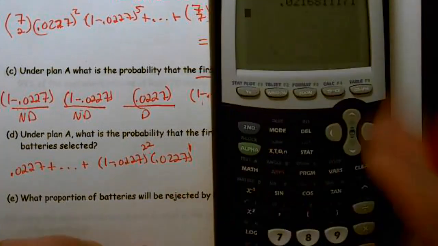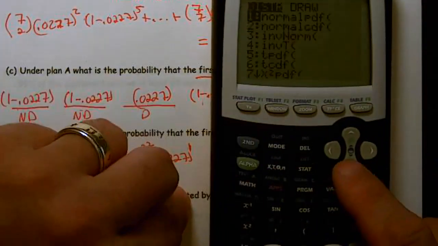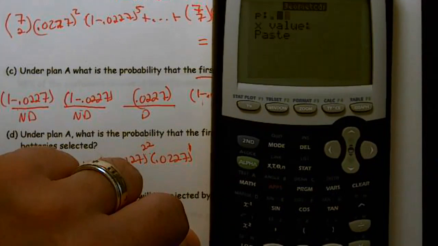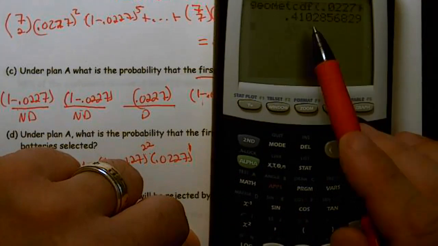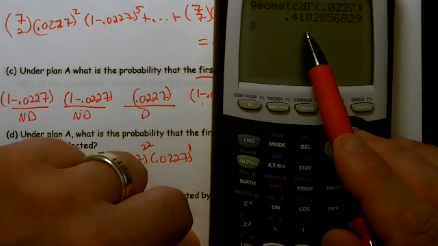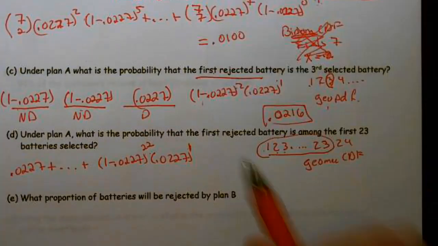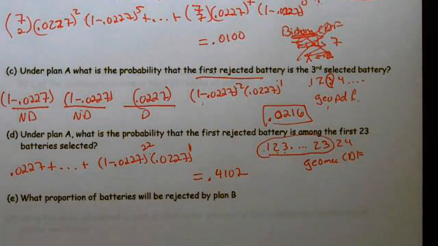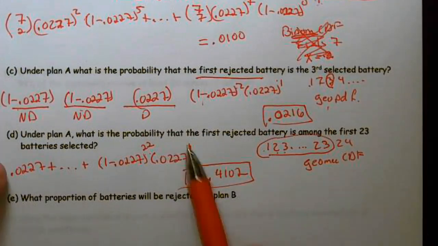So at this point, we can go back to our calculator. And we're going to go second vars, geometric, CDF, our P is 0.0227, and our X value is 23. And we end up getting 0.4102, right? 0.4102. And of course, some of that's going to be left to your rounding. And if you use the empirical rule version of 0.025, you would have gotten a different percentage, but nonetheless, still acceptable. All right, so this would be work shown, right here.